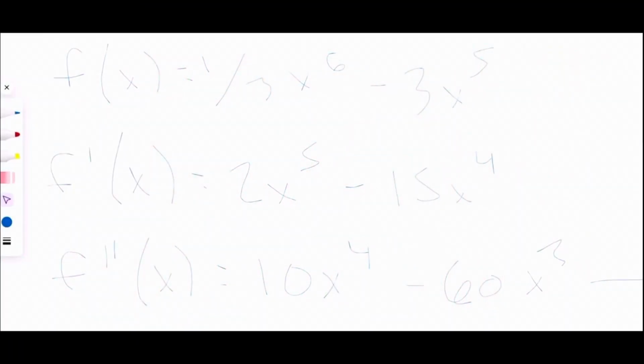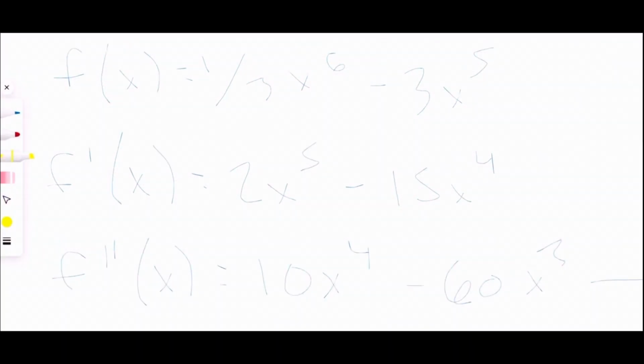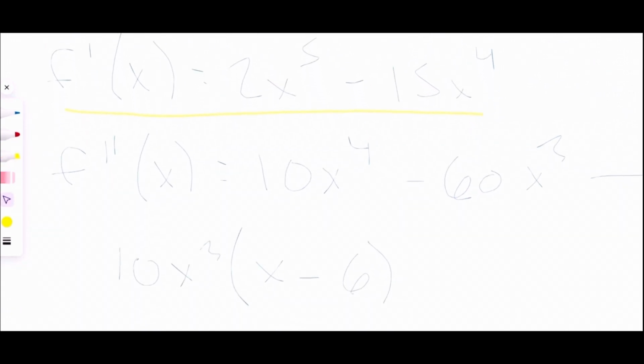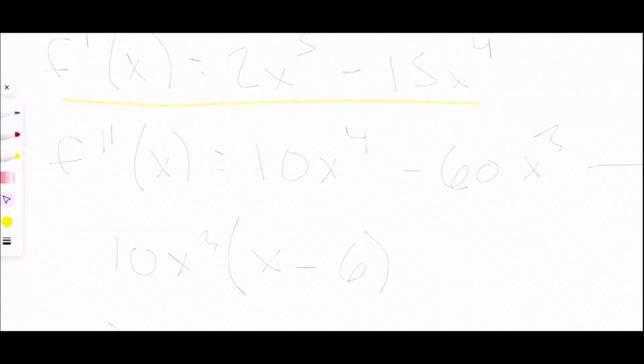Find the intervals where f of x is concave down for f of x equals 1/3 x to the 6th minus 3x to the 5th. First off, we're going to want to find our f prime, which is our first derivative. F prime of x equals 2x to the 5th minus 15x to the 4th. Next, we're going to want to find our second derivative. So f double prime of x equals 10x to the 4th minus 60x to the 3rd.